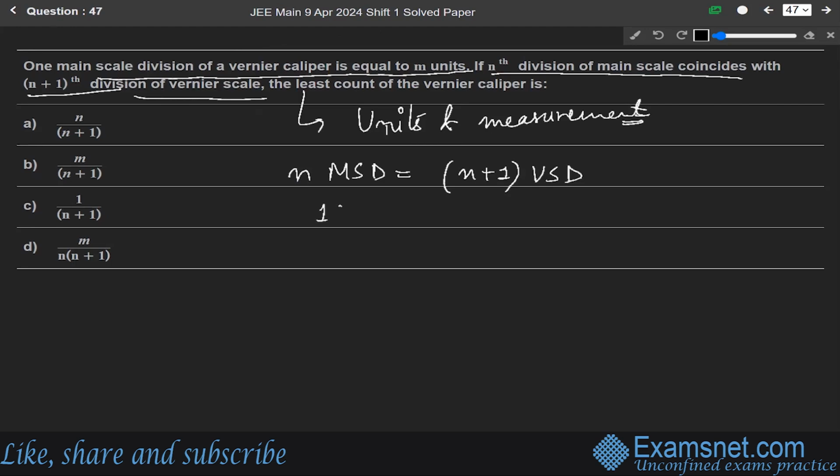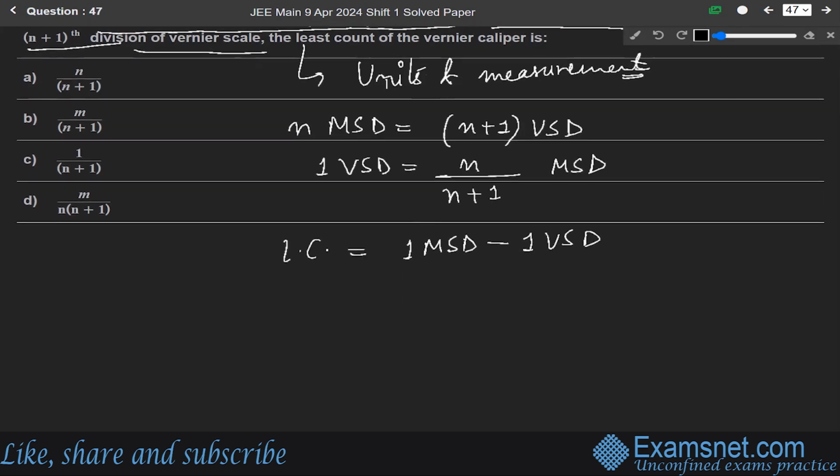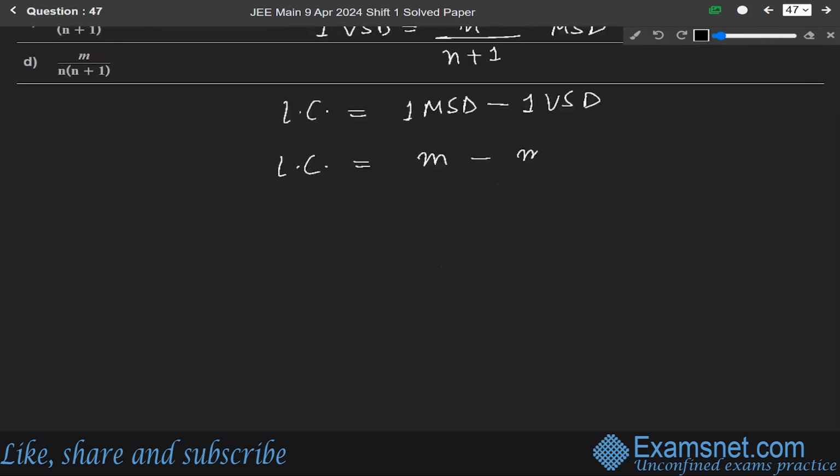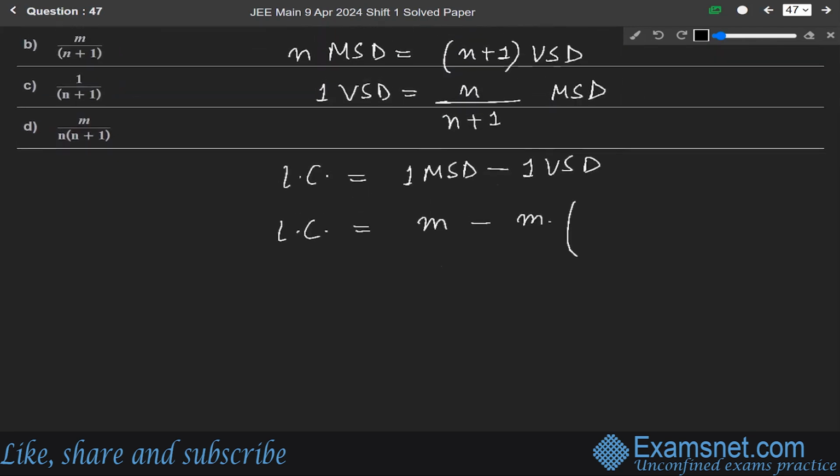So one vernier scale division will be equal to n over n plus 1 main scale division, and we know that least count is one main scale division minus one vernier scale division. So here the least count will become 1 MSD, which is M units, minus 1 VSD. That's why we have written M minus M into N over N plus 1 MSD.